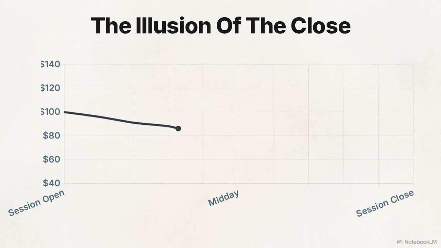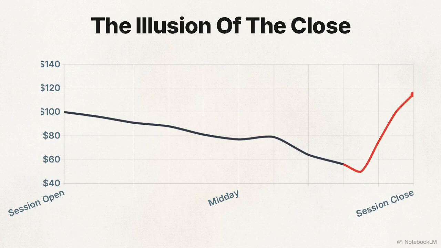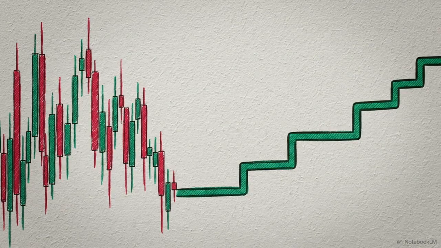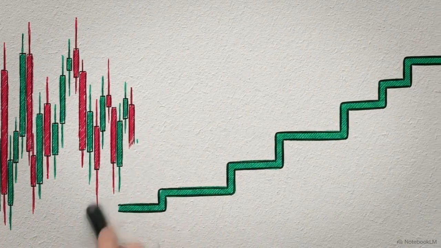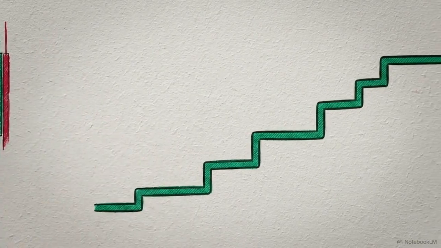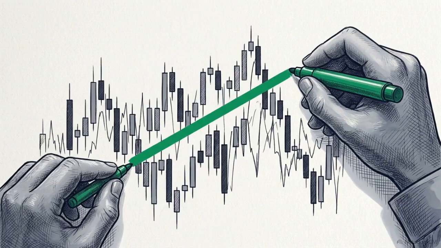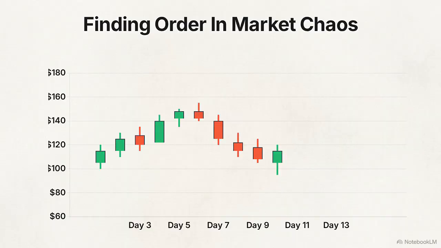A stock might spend the entire day trending down, only to spike in the final seconds, creating a false sense of momentum that doesn't reflect the session's actual direction. To see where an asset is actually going, we need a way to strip away those erratic spikes and expose the underlying trend hiding beneath the surface. This is where the supertrend indicator comes in.